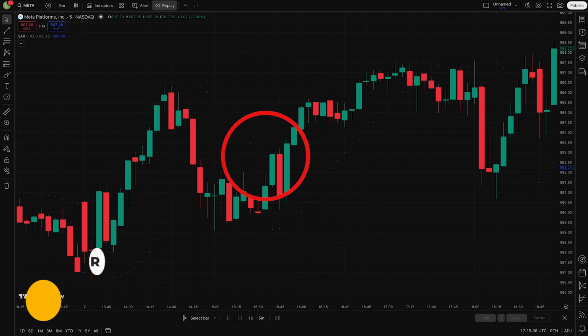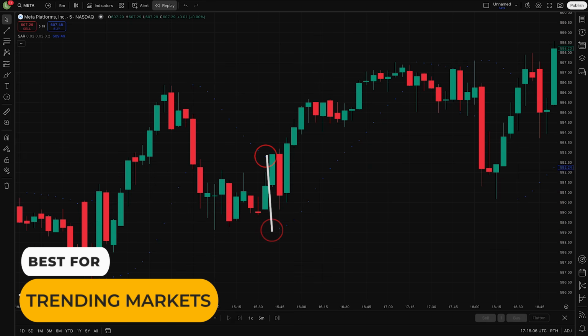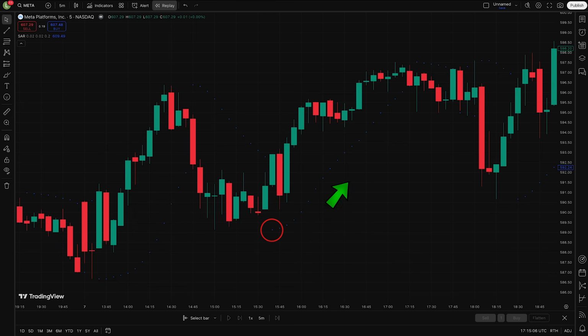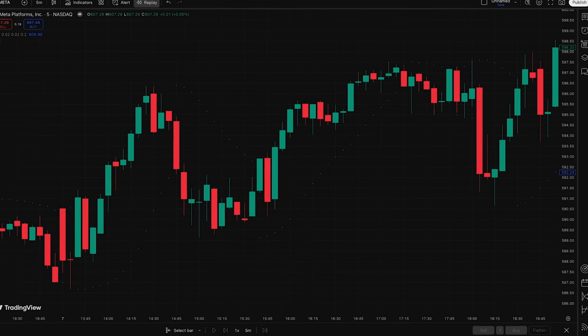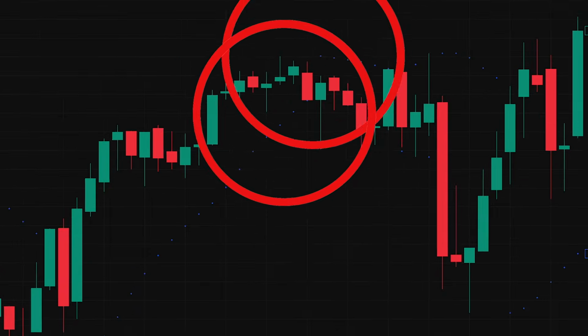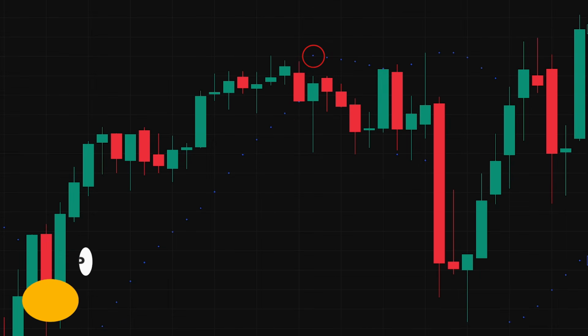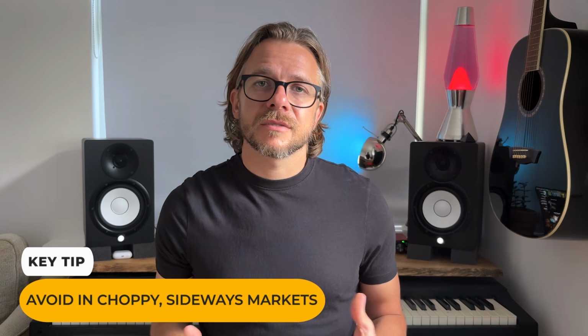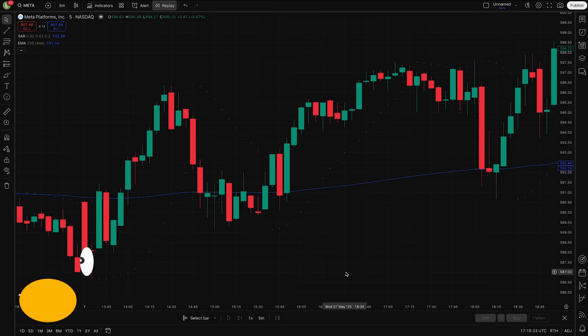For scalping, wait for a dot flip where dots move from above to below the price and enter in the new trend direction for quick moves. For swing traders, you want to stay in a trade as long as the dots stay on the same side and only exit when the dots flip to the opposite side. To help avoid false signals, add a 200 EMA to make sure you're not trading against the trend. It's a really simple visual way to ride trends and catch quick reversals without overthinking it.